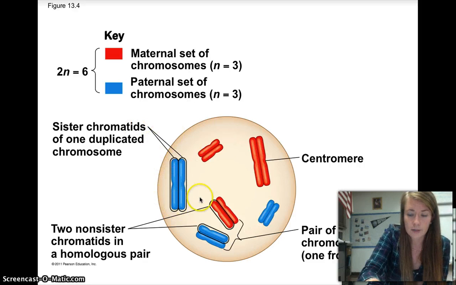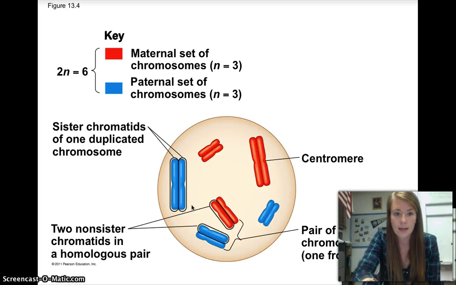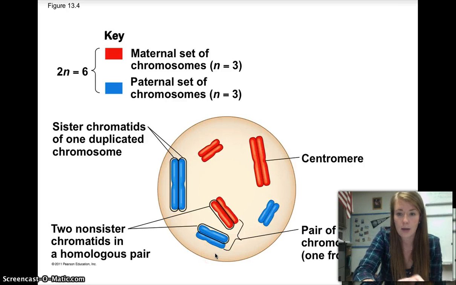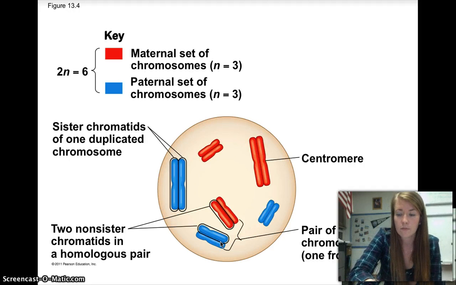The red ones came from mom, the blue ones came from dad. Looking at this blue one, this is 1 chromosome, but you can tell replication has already happened because there are 2 sister chromatids as part of that 1 chromosome. And right here, these 2 guys are homologous pairs. They are the same chromosome, but 1 came from mom and 1 came from dad. They're homologous because they contain the same information.